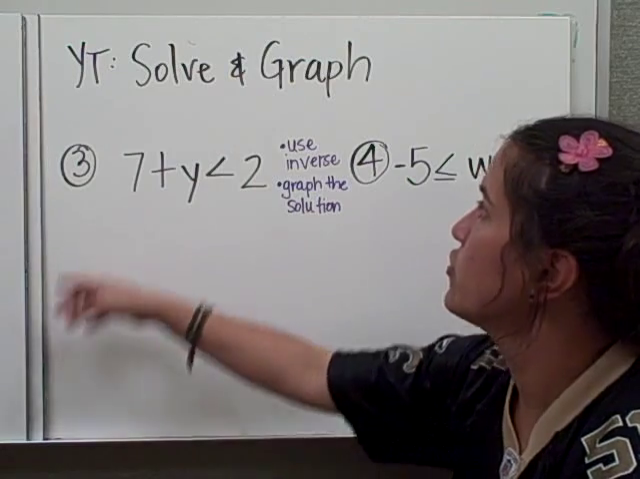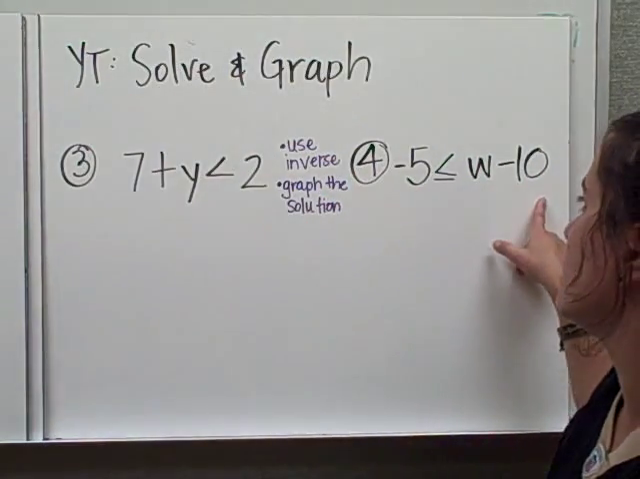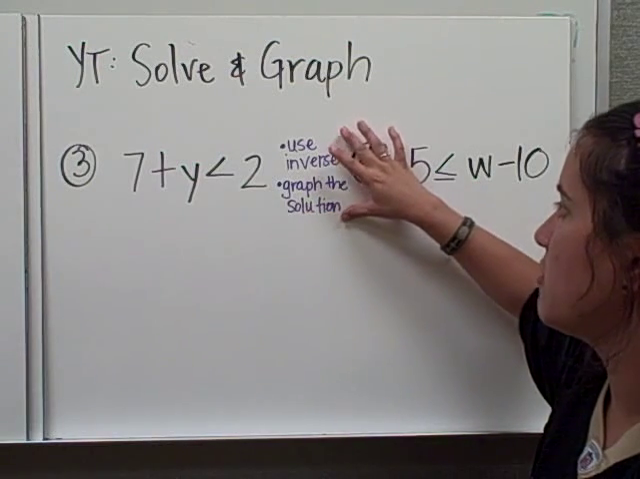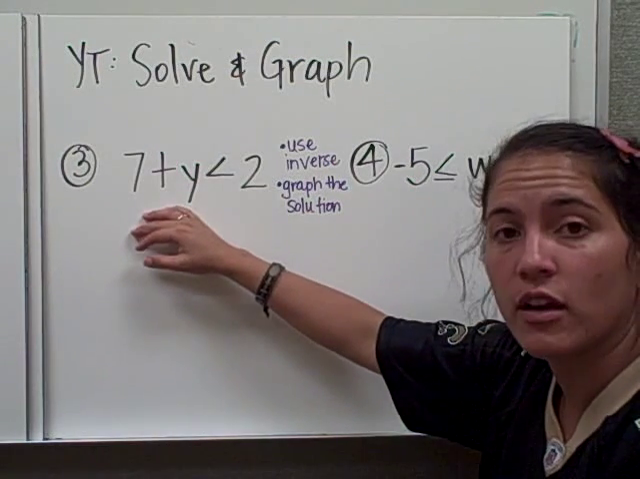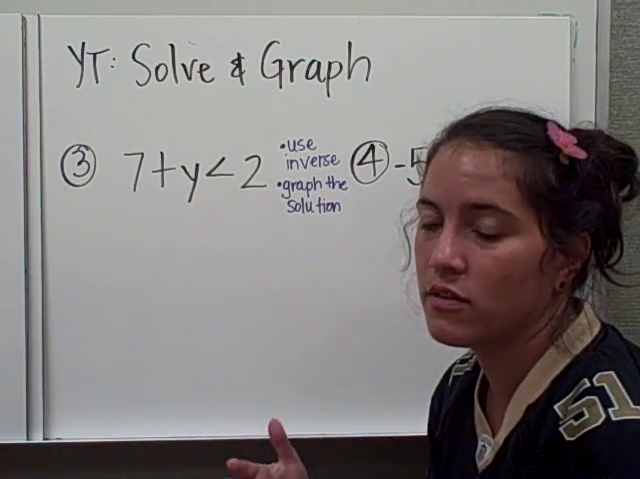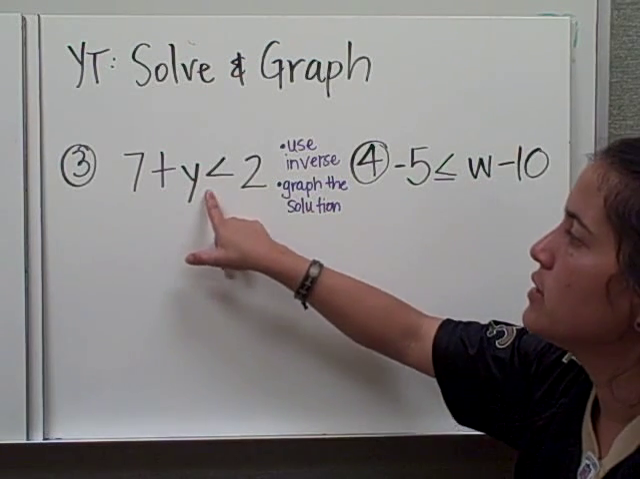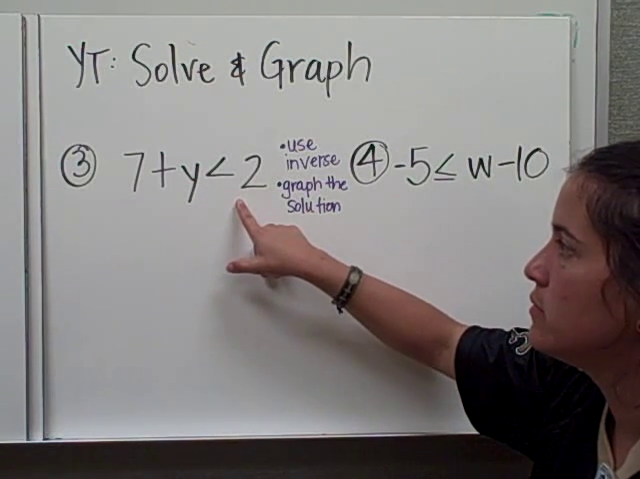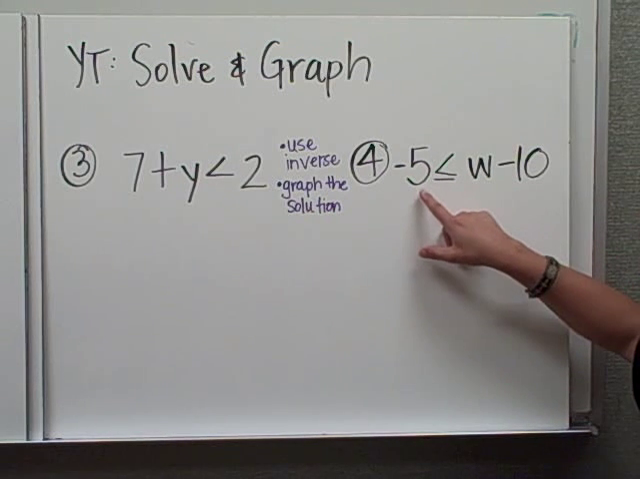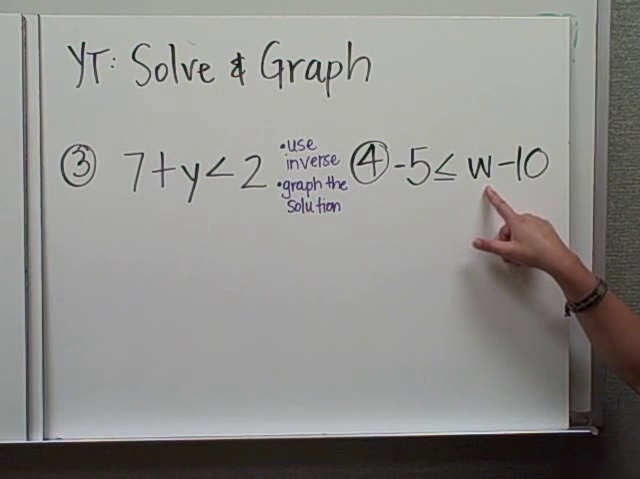So these are your turn, solve and graph. Here are two inequalities, and I've reminded you about a few things, and I want you to pause the video, and I want you to solve these and graph these on your own, and then restart the video when you're ready to see my explanation. Number 3, 7 plus y is less than 2. Number 4, negative 5 is less than or equal to w minus 10.